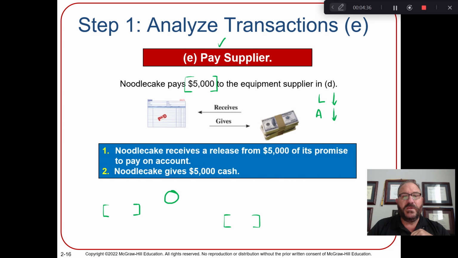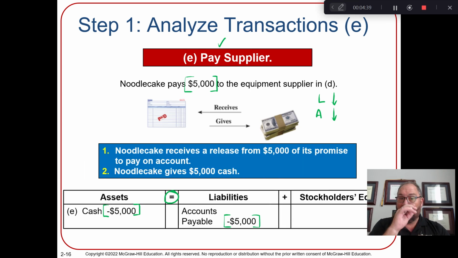Okay? Now, it says here they're going to pay the supplier. So notice, Noodle Cake pays $5,000 to the equipment supplier. Okay? So what happens is their cash goes down by $5,000. Why? Because they paid their supplier, but also that liability goes down. Right? So remember, they owed them $9,600, and so far they've given them $5,000. So their liabilities are going to go down because they paid off $5,000 of it, but their cash is going to go down because they had to use the cash to do that. All right.